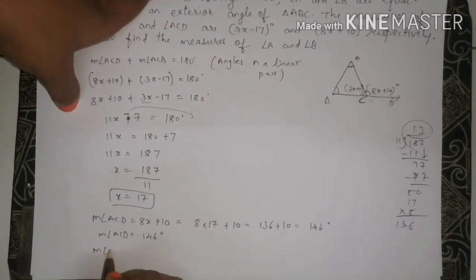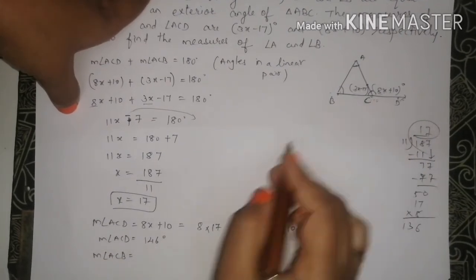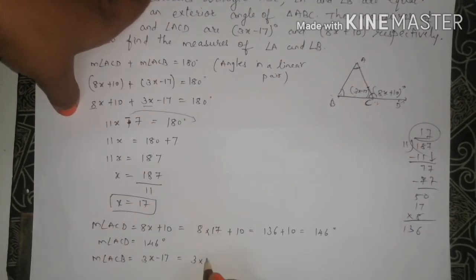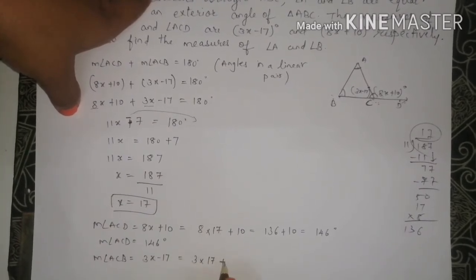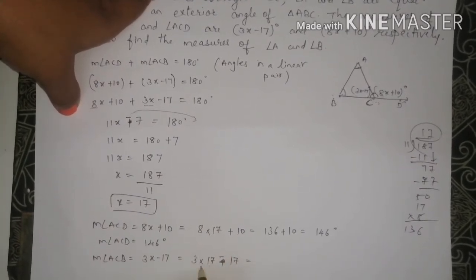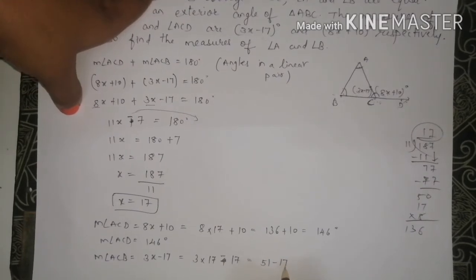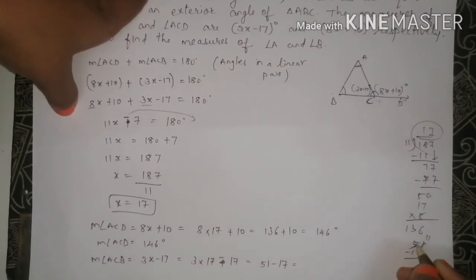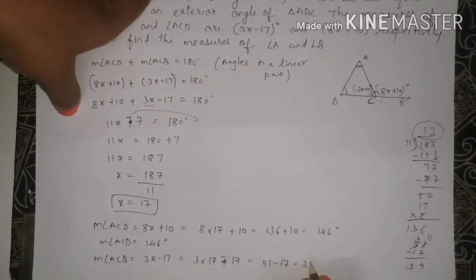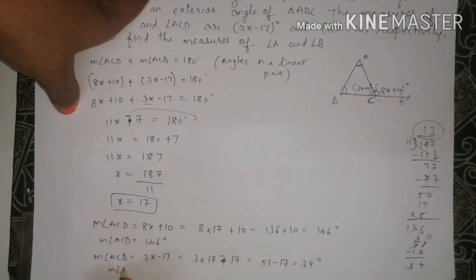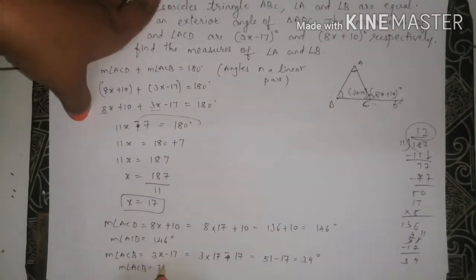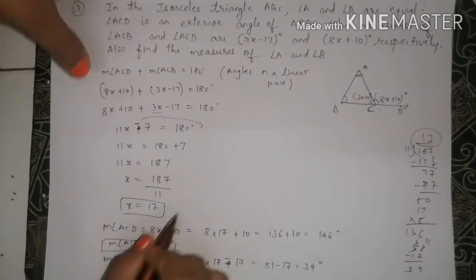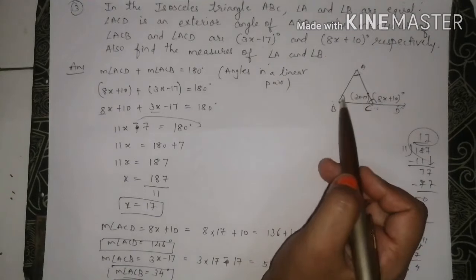Now we want ACB also. So measure of angle ACB was 3x minus 17. So here 3 into x value we got, 17, minus this 17. So 17 threes are 51, minus 17. 51 minus 17: 11 minus 7 is 4. Here 4 minus 1 is 3, so 34. So measure of angle ACB we got 34 degree. ACD we got, ACB we got. Now they have asked us A and B also.